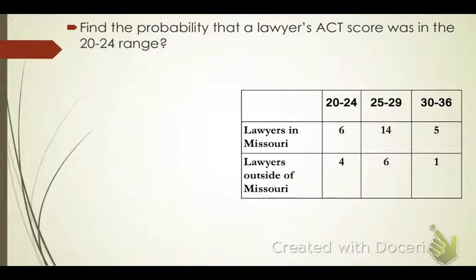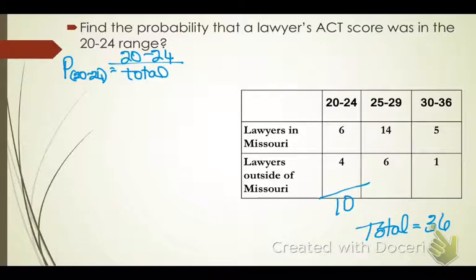Okay, again, using the same data, find the probability that a lawyer's ACT score was in the 20 to 24 range. Now we're talking about the entire survey, so all of the attorneys or lawyers and those who scored in the 20 to 24 range. So let's total up that column. So we have a 10, and then we have a total of 36 lawyers total. I guess it's kind of redundant there.